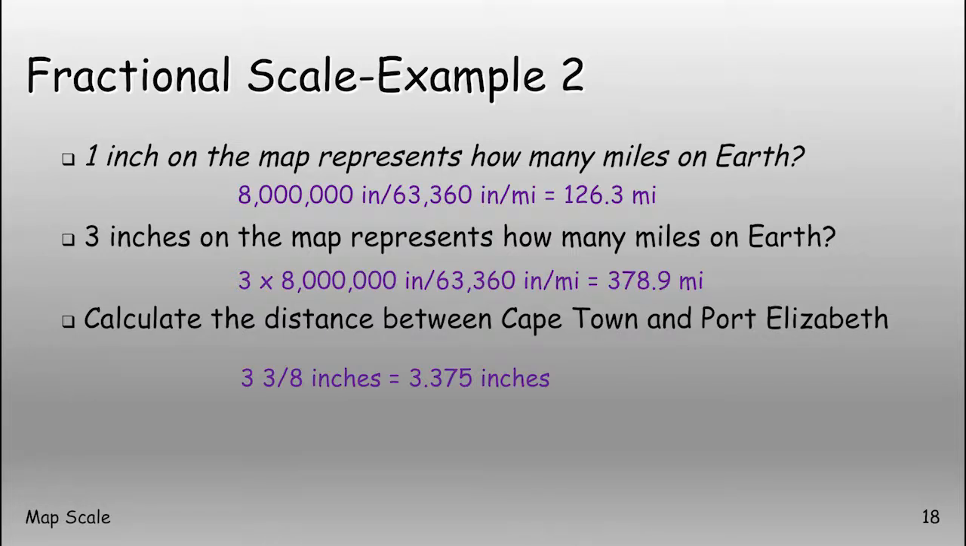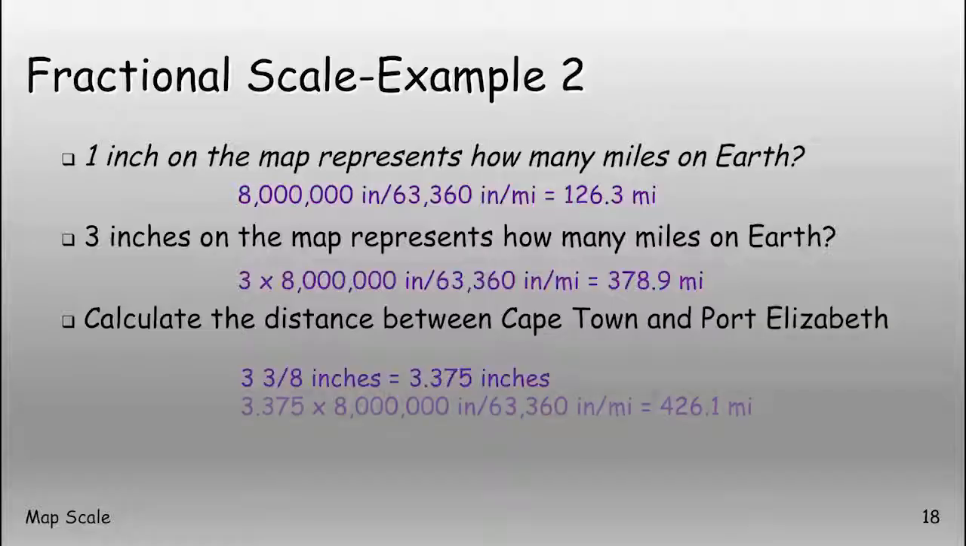So when you have that distance of 3 inches and 3/8 of an inch, you first need to convert that number to a decimal number because we have a fraction now, 3 and 3/8. So 3 and 3/8 is 3.375 inches. And then we use the fractional scale like we did earlier on. So we take that distance of 3.375 inches. We multiply by the fractional scale of the map, which is written here. It's 1 to 8 million, so we multiply by 8 million. And then to convert that into miles, we divide by 63,360 because there are so many inches in a mile. And we end up with a distance of 426.1 miles.